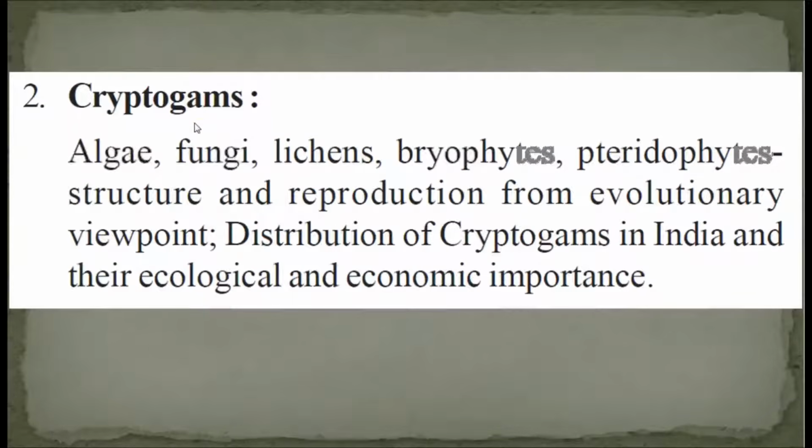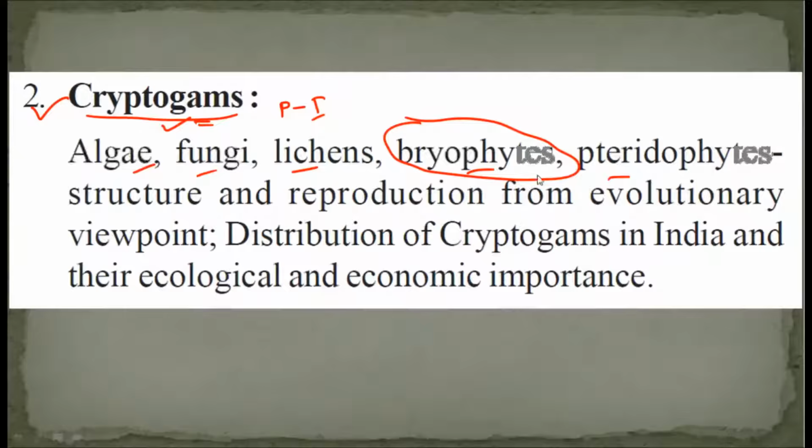In our syllabus, they have mentioned in paper 1, chapter number 2, the cryptogams, we have bryophytes. Actually, we have all the cryptogams, that is the algae, fungi, lichen, bryophyte, and the pteridophytes. Their structure, reproduction from the evolutionary point of view, their distribution in India, and their ecological and economic importance. But sometimes they also ask such a question, how bryophytes resemble the pteridophytes or how pteridophytes differ from the bryophytes. All right. So we have to cover this topic from every point of view, and that is why this video has been created. All right.